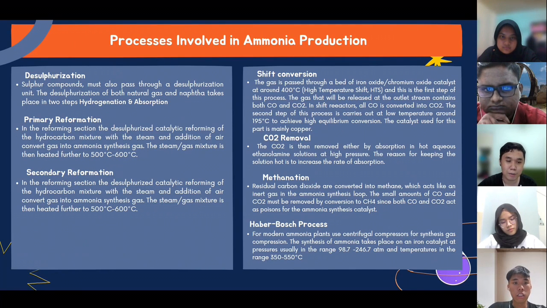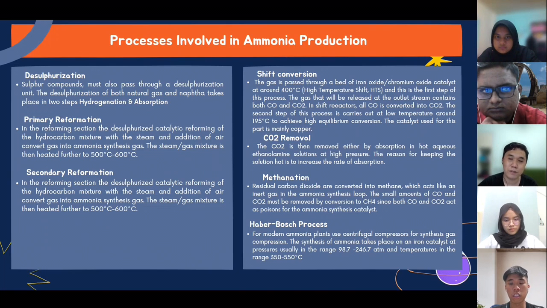And finally, the Haber-Bosch process. This is mostly for modern ammonia plants, where they use centrifugal compressors for synthesis gas compression. The synthesis of ammonia takes place on an iron catalyst at pressures usually in the range of 98.7 to 246.7 atm and temperatures in the range of 350 to 550 degrees Celsius. So those are the steps that are involved in the process flow diagram for the production of ammonia gas.